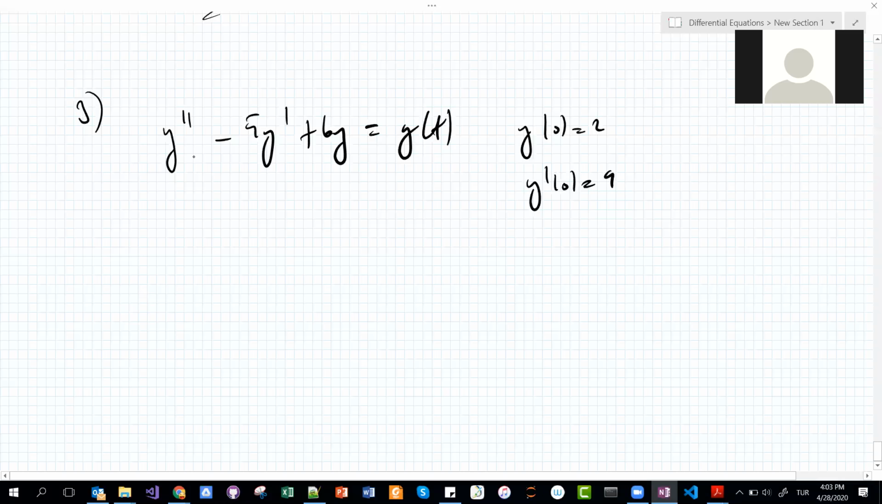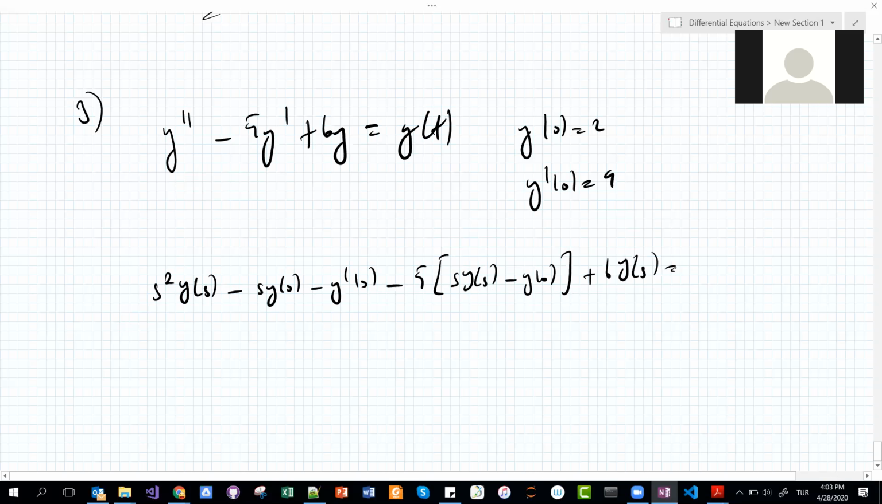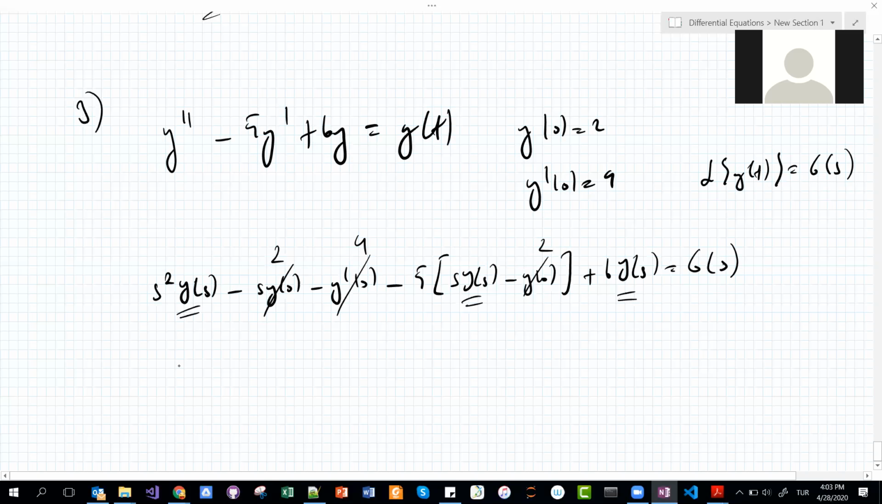So I'm going to use the Laplace. The Laplace of the left-hand side is equal to s squared y of s minus s y0 minus y prime 0, and then minus 5 times s y of s minus y0, plus 6y of s. And the Laplace of g of t is just g of s, since I don't know what that is. With y prime 0 equal to 9, I have y of s terms here, and they are common.